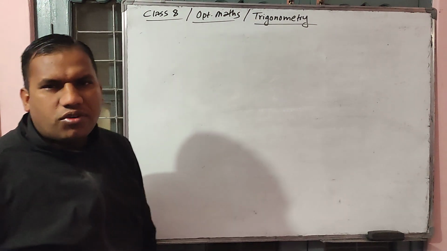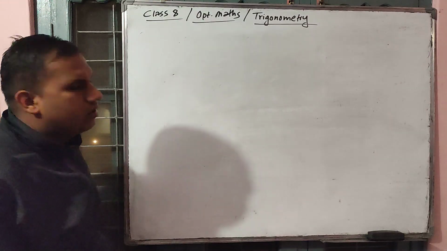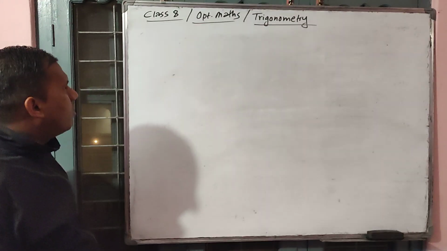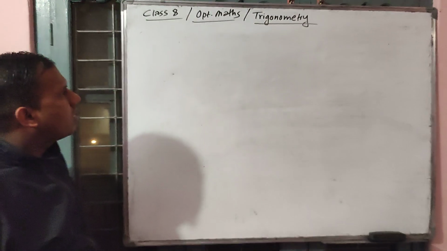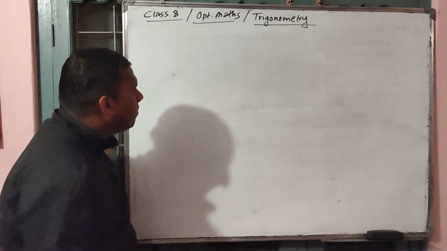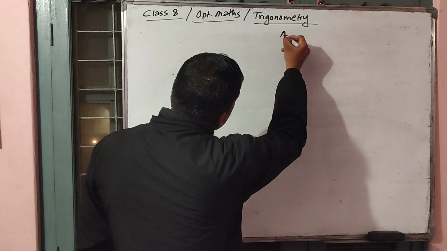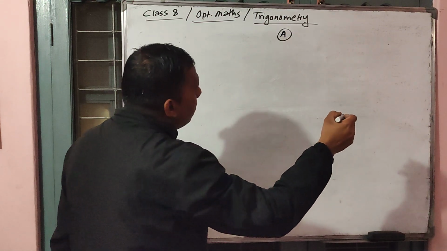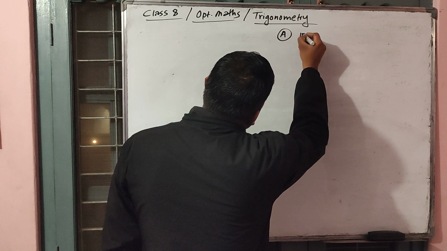Okay, students, good morning. Today we study optional mathematics from class 8. Today our topic is trigonometry. Okay, let's start from basic things. First of all, right angle triangle.